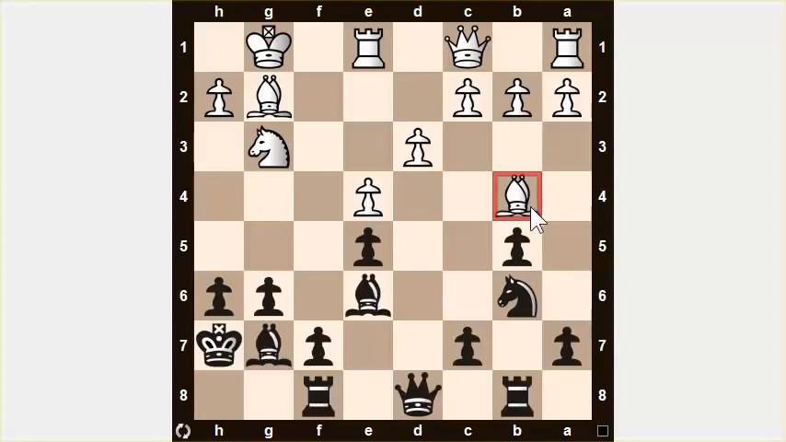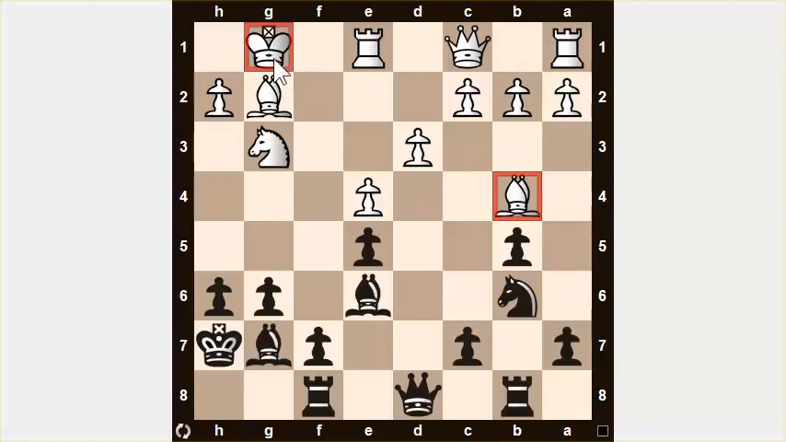Now, of course, this bishop should be a target because it's unprotected. The moment a piece is undefended, it's always a target because you can easily make a threat against it. The white king should also be a target here because it's easy to check him with the queen.